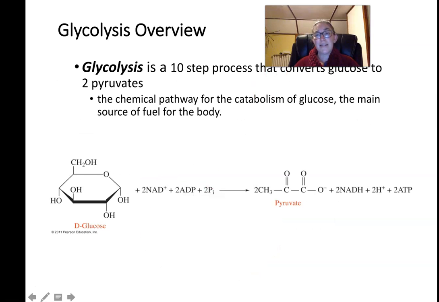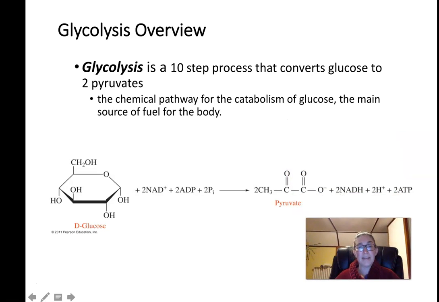So glycolysis is a 10-step process that converts glucose into pyruvate. One glucose gets converted into 2 pyruvates, right? There are some other molecules involved in this reaction, but that's the key feature of it. We have this written as one reaction arrow, but really think of this as 10 separate reaction arrows. There are 10 separate steps in order for glucose to be converted into 2 pyruvate molecules.